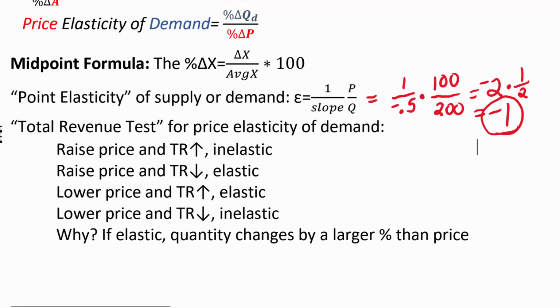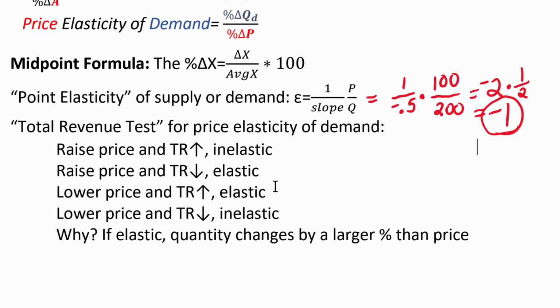The total revenue test says that for price elasticity of demand, if you raise price and your total revenue goes up, you're inelastic. The absolute value of your elasticity is less than 1. If you raise price and your total revenue goes down, it's elastic. If you lower price and total revenue goes up, it's elastic, so that means the absolute value is bigger than 1. And if you lower price and your total revenue goes down, it's inelastic.